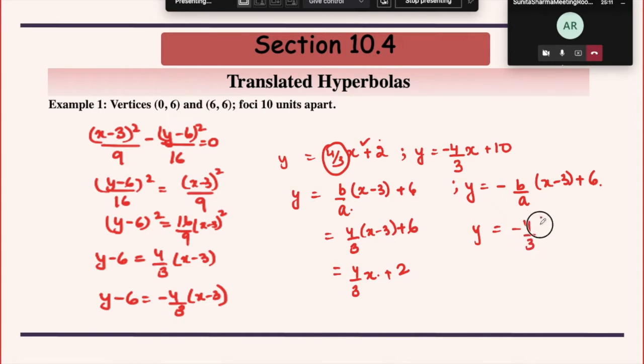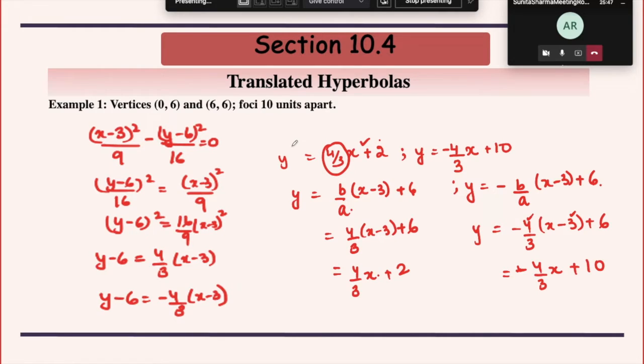minus 4 by 3 into x minus 3 plus 6. So when you simplify this further, you will get minus 4 by 3 x, and this into 3 will give you plus 4, and then you have plus 6, so that gives you plus 10. So either you can directly do it like this and get the equations, or you can replace that 1 by 0 and then solve it. So in both the cases you will reach the same set of equations. Is this clear to all, how to find the equation of asymptote? Liana, is it clear to you?